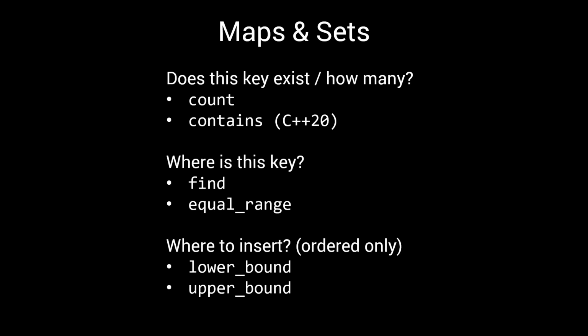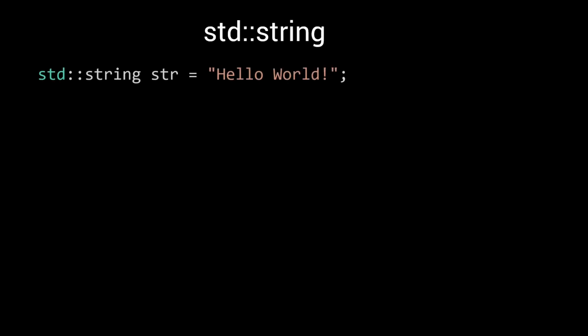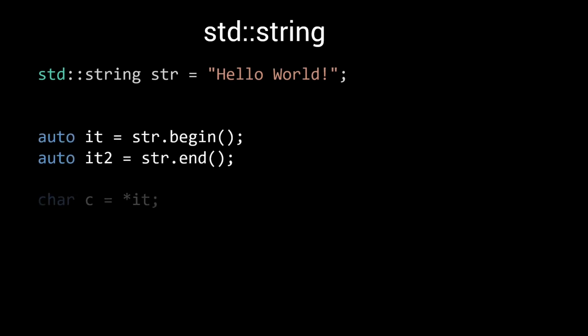from the algorithm header. Now let's have a look at the container, of which we usually forget that it is actually a container. The standard string. In many ways, the standard string acts as a container of characters. It has a begin and end member, and if you dereference an iterator, you get a character, just like you would for a vector of characters.